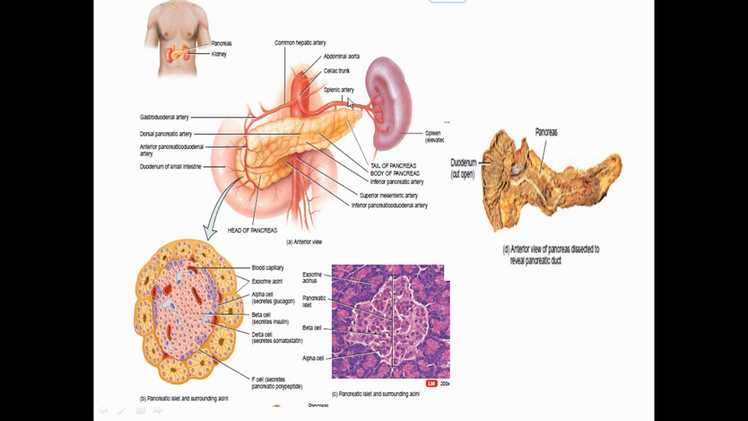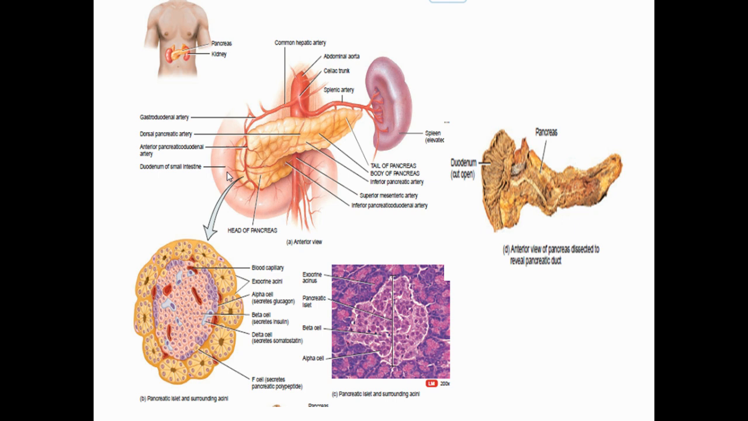The splenic artery divides, and the splenic artery goes into the spleen, and then you have the dorsal pancreatic artery, gastroduodenal artery, anterior pancreaticoduodenal artery here, and the duodenum. This is the duodenum of the small intestine.